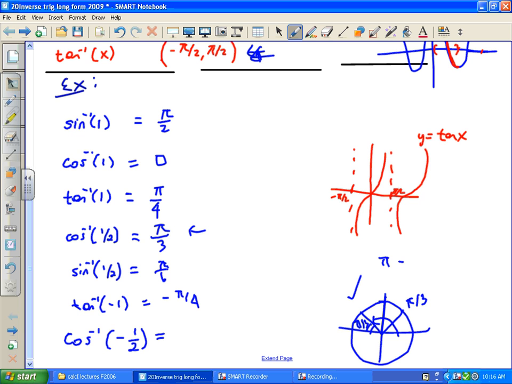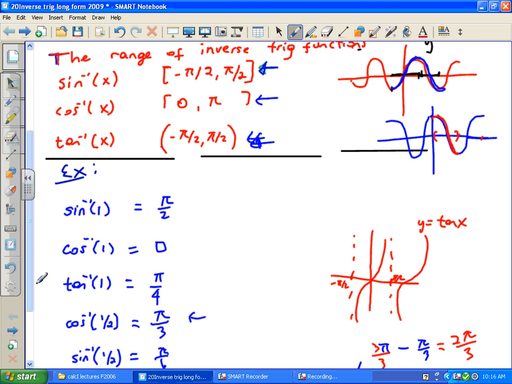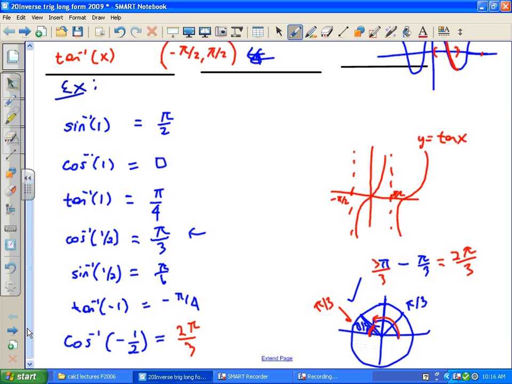Pi minus pi over 3, right? Because you want this angle here to be pi over 3. So if you want the original angle, that would be pi minus pi over 3, which is 3 pi minus pi over 3, which is 2 pi over 3. 2 pi over 3. Does it lie in the range that we're looking for the cosine? Yes, because the answer should be between 0 and pi, and this one indeed is between 0 and pi.